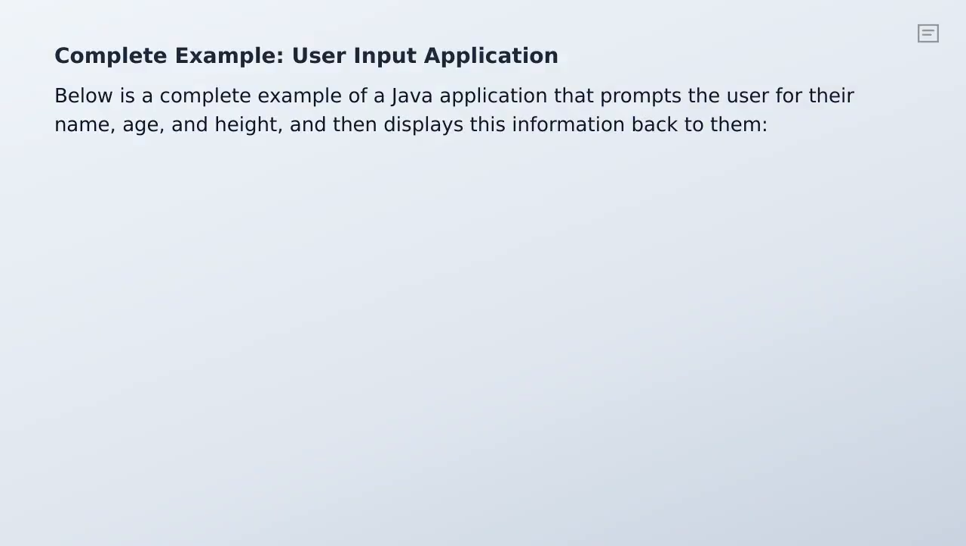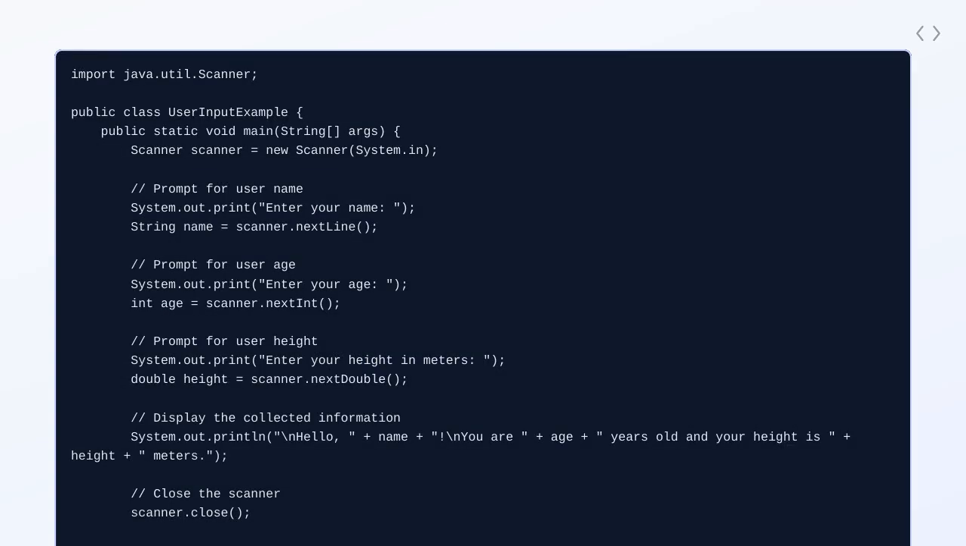This section covers a complete example: a user input application. Below is a complete example of a Java application that prompts the user for their name, age, and height, and then displays this information back to them. You'll use this often as you go. Review the class shown on screen and how its members are organized.